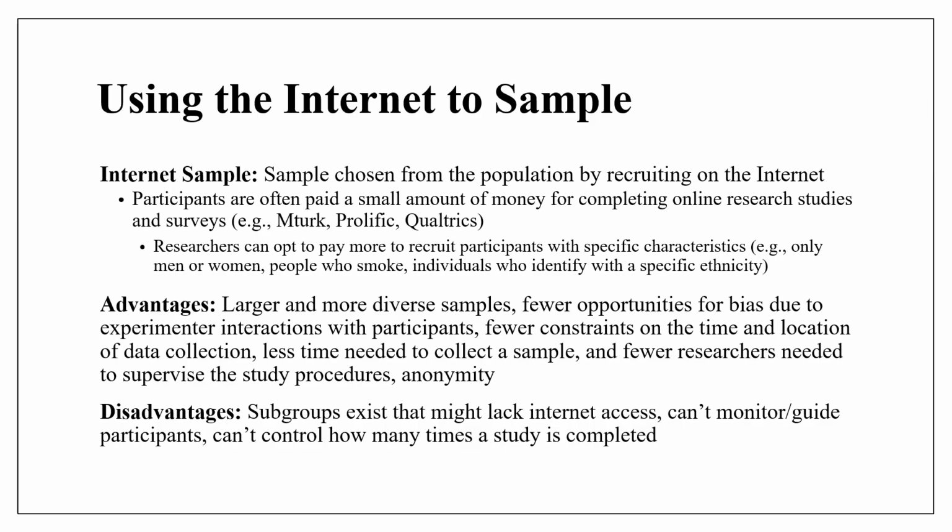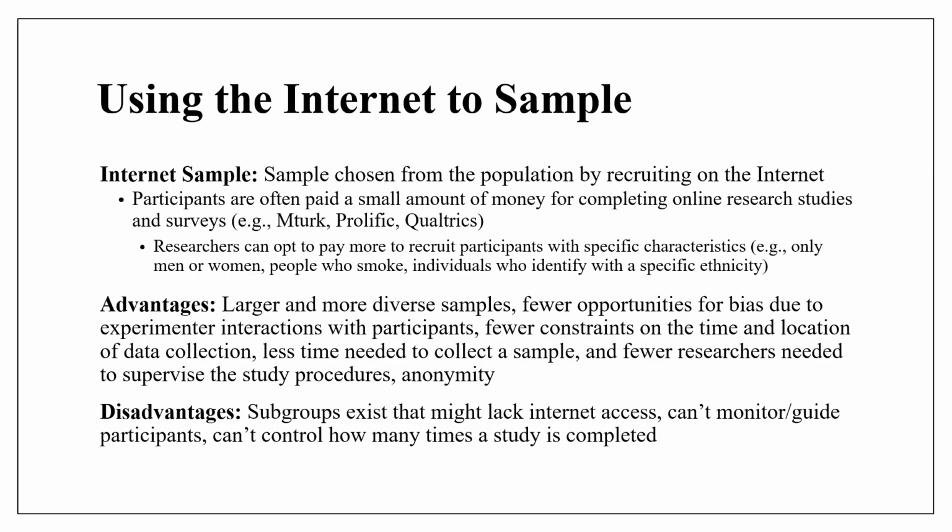So again, an internet sample is going to be a sample that is chosen from the population by recruiting specifically on the internet. Now, oftentimes, these participants are paid a small amount of money for completing these research studies and surveys. And there are multiple platforms that do this. We have MTurk, we have Prolific, and we have Qualtrics.